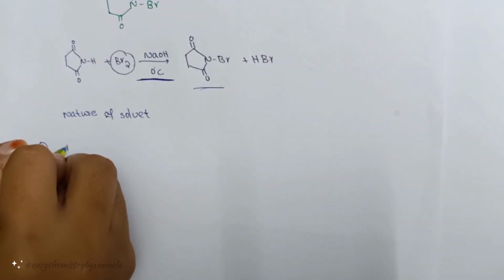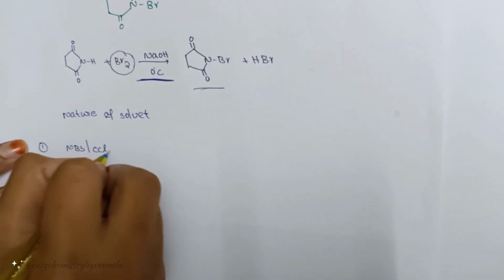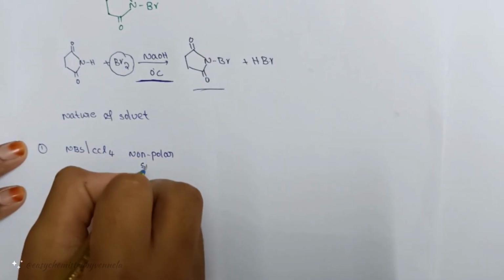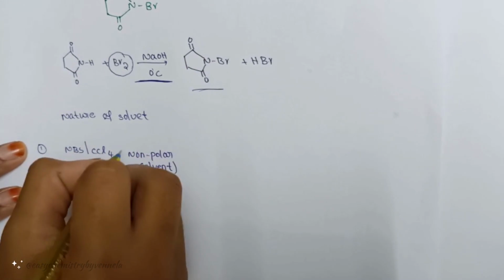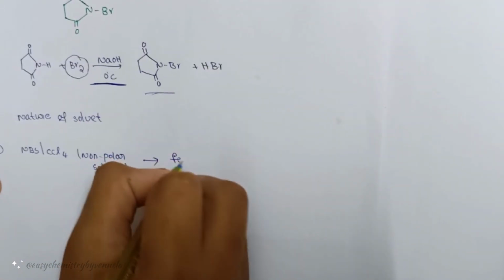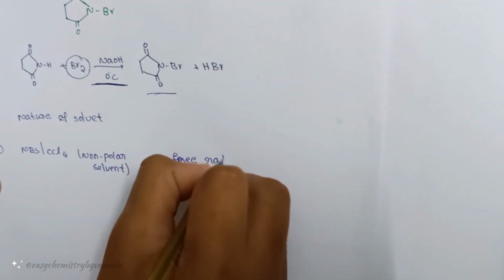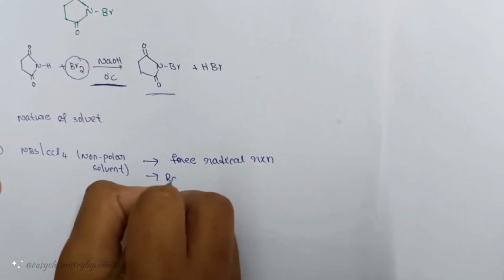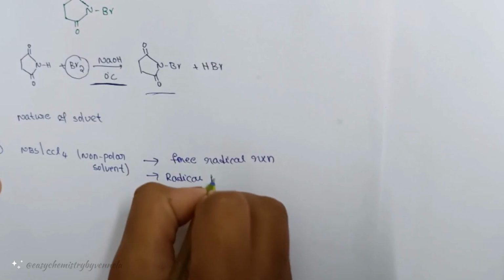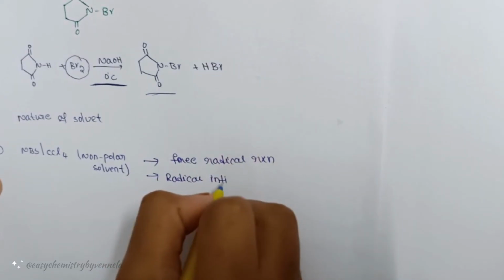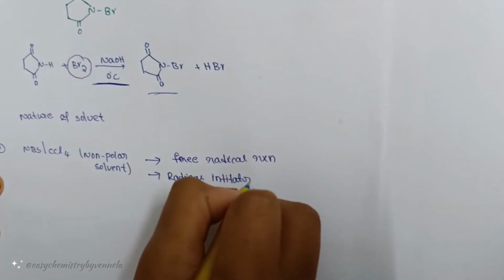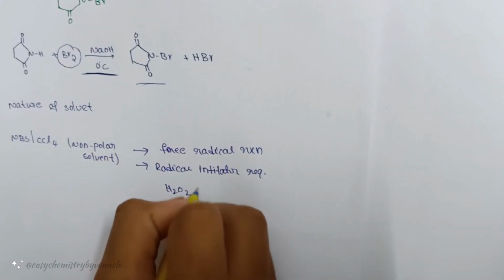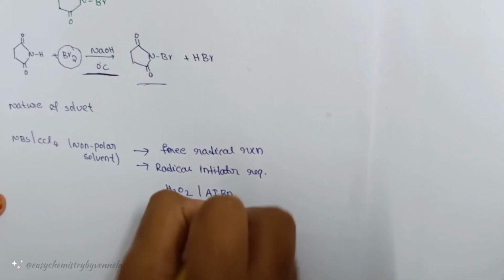So first one, NBS with CCl4, a non-polar solvent. It is a free radical reaction, with a radical initiator like hydrogen peroxide, AIBN and peracid.